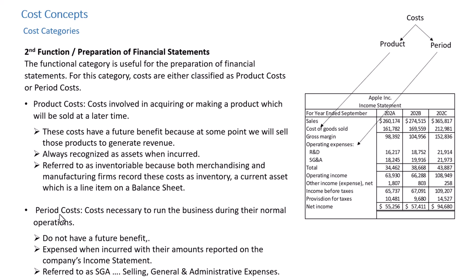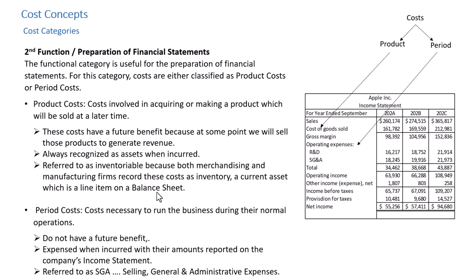Product costs are costs involved in acquiring or making a product which will be sold at a later time. These costs have a future benefit for us because at some point we will sell those products to generate revenue. Because they have a future benefit, those costs are always recognized as assets when incurred. These costs are referred to as inventoriable because both merchandising and manufacturing firms record these costs as inventory. As you know from your financial accounting class, inventory is a current asset, which is a line item on the balance sheet.